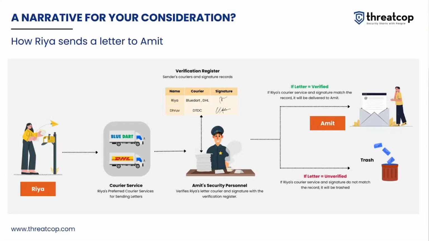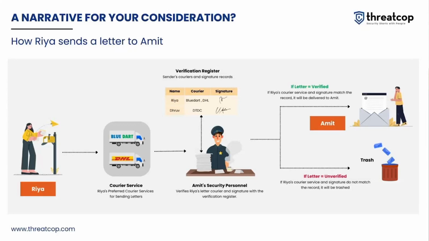If the letter doesn't match, say somebody else sends it, for example, there's one more person, say Rahul, who sends the same letter on behalf of Ria. The letter is on behalf of Ria only, but now Rahul sends it with a courier, say DTDC. Now the DTDC and the signature will not match the verification register, because as you can see, Ria usually uses Blue Dart and DHL. At that point, Amit's security personnel will identify the letter as unverified, and he might not hand it over to Amit, or he might trash it in the dustbin. So this is how it works.